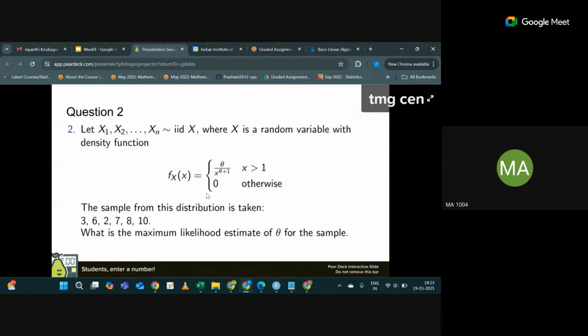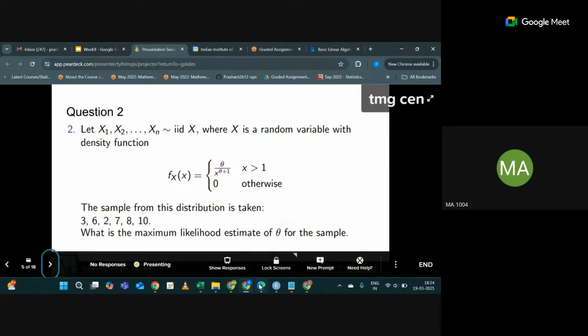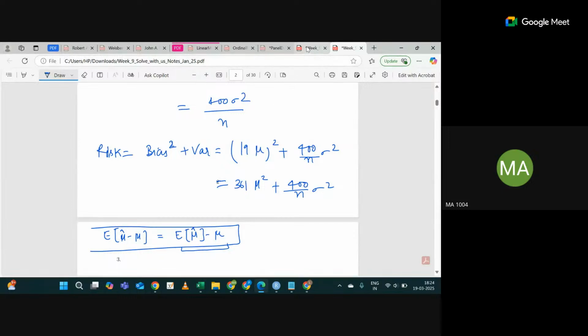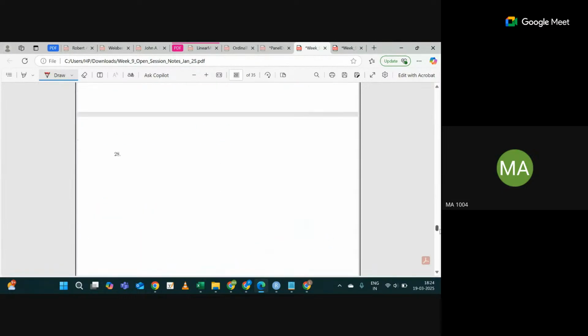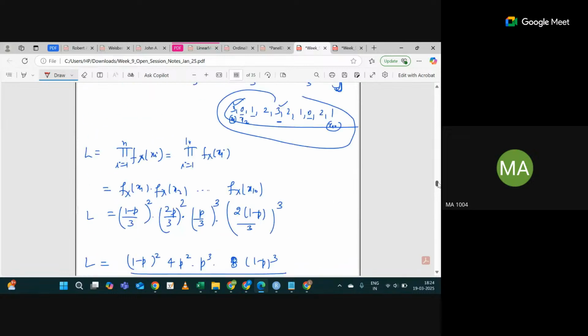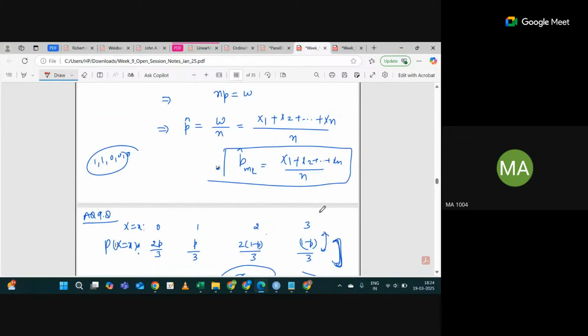So yesterday we saw some standard distributions, right? First we saw Bernoulli, and then we had some other distributions also. For this we estimated the value of p with the help of maximum likelihood as well as method of moments.